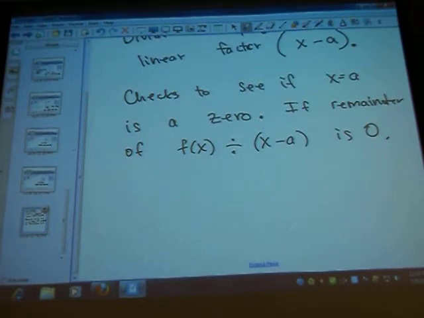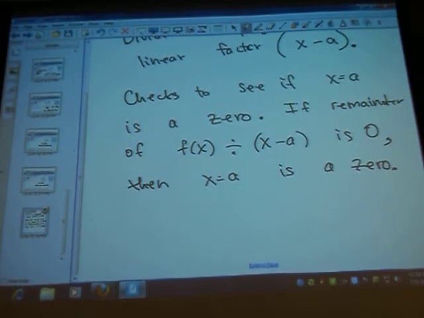If the remainder of the function divided by that x minus a is 0, then you have a 0 of that function. Okay, so if you get a remainder of 0, then it is the 0 of the function. If the remainder is not 0, then you don't have a 0. So you just toss that number out and you keep going.